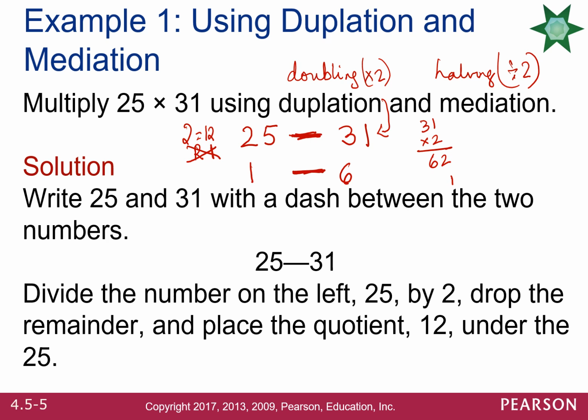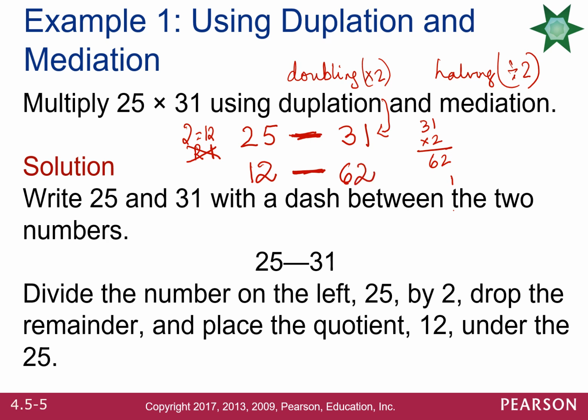So this got erased, but we divided 25 by 2. The number on the left is the 25. You have to divide only the values on the left by 2, which we did here. Drop the remainder. We did that too. We ignored the 1, which was the remainder after dividing 25 by 2. And we wrote the quotient 12 over here, right? And then in the next step, which will appear on the other slide, you have to double the value on the right hand side. So 31 multiplied by 2 is 62.